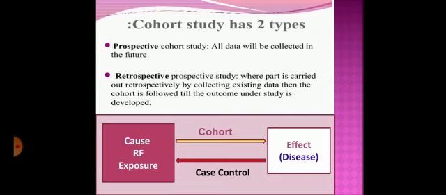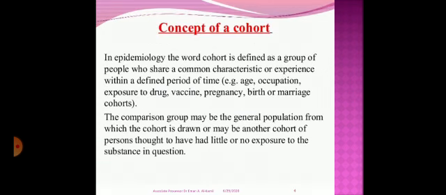From this diagram, we can see the difference between the case control and the cohort study. In the cohort study, we start with the cause, the risk factor or the exposure, and then wait for the development of the outcome, the disease or the effect of the exposure. While in the case control, the red arrow goes from right to left. That means we start with individuals who have the disease, and then we ask them retrospectively about the exposure.